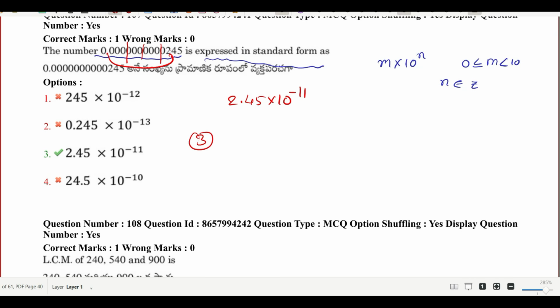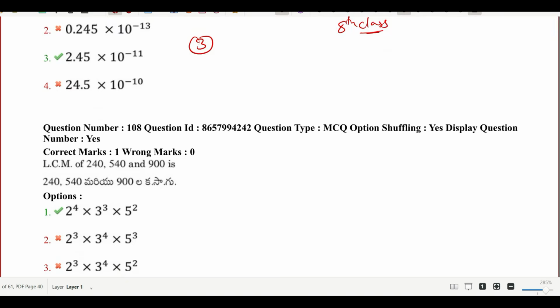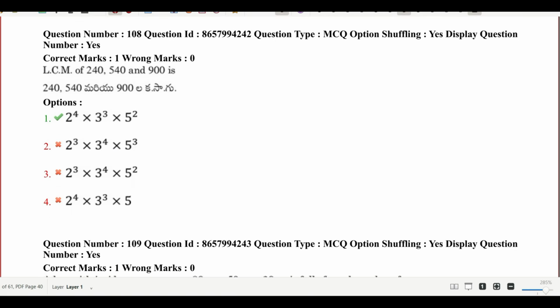If you want to practice more about standard form, please go through the 8th class exponents and powers chapter. In that there is a separate exercise regarding the standard form of a number. Even in 7th class there is an exercise regarding standard form. Okay, now let us see the next question.